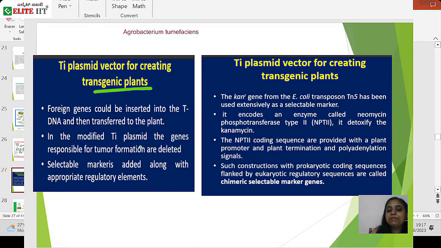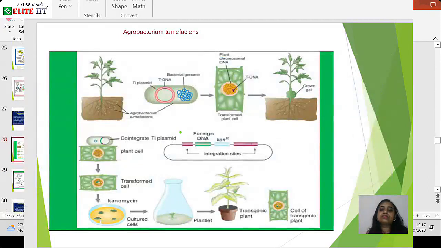In the modified Ti plasmid, the genes responsible for tumor formation are deleted, है ना? Because you are removing the cytokinin and auxin producing part. So there will be no tumor formation. Only there will be expression of the gene. Now, selectable markers are added along with the appropriate regulatory elements. Okay. So if you consider the kanamycin resistance gene, you can add that. Acha.